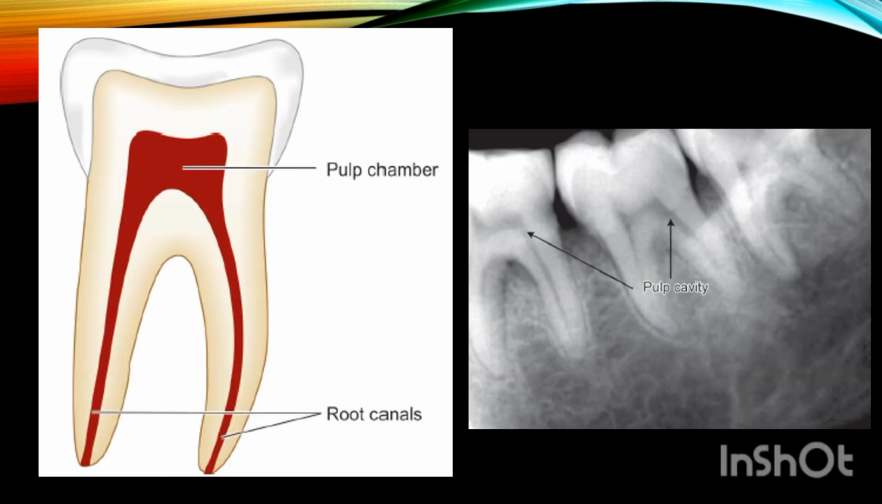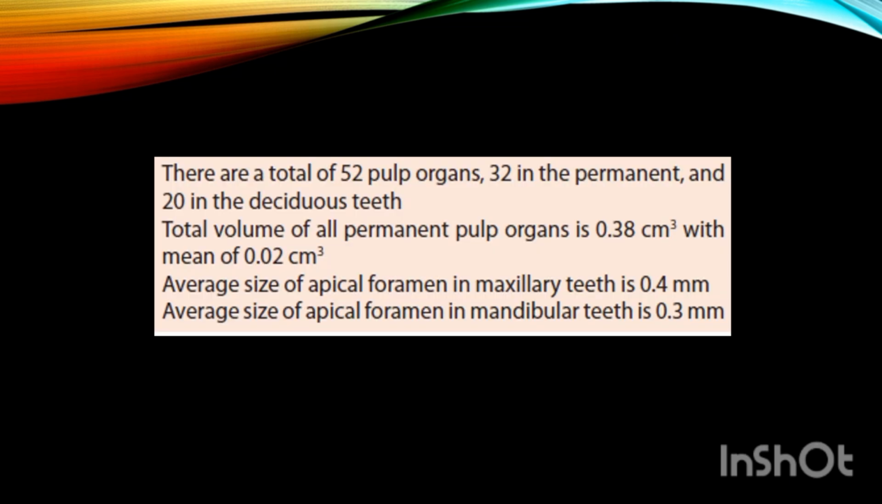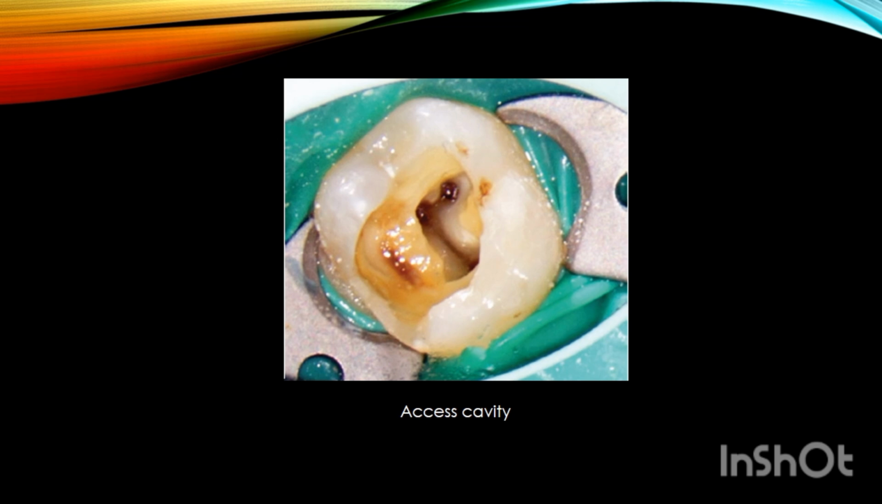Okay, now the structure of the pulp. In the tooth, we have the pulp chamber and the root canals. Root canals are what you see in the roots, and the pulp chamber is in the coronal aspect. In the radiograph, we can see the radiolucent area which indicates the pulp cavity. We have 32 permanent teeth and 20 deciduous teeth, so in total, there are 52 pulp organs.